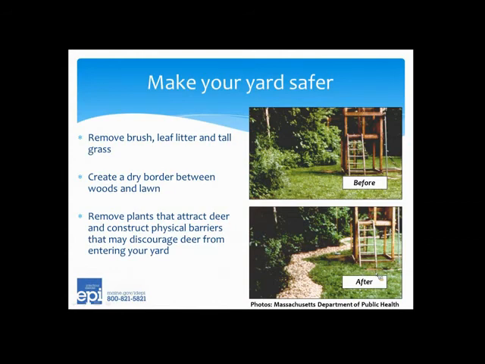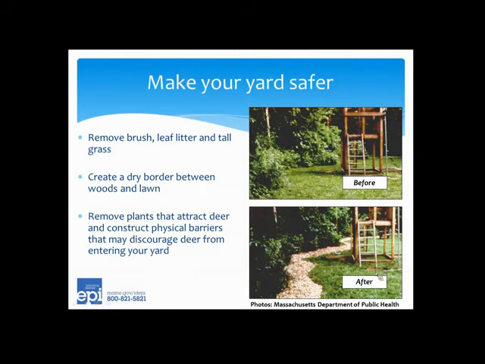That's not to say that they can't still come over on animals, deer, raccoons, but you're going to drastically reduce the number of ticks that will be on your property. And if you can remove plants or construct physical barriers that discourage deer, deer are known to carry ticks, hence it's called the deer tick. If you can keep the deer out of your lawn, you're going to help keep the ticks out of your lawn.